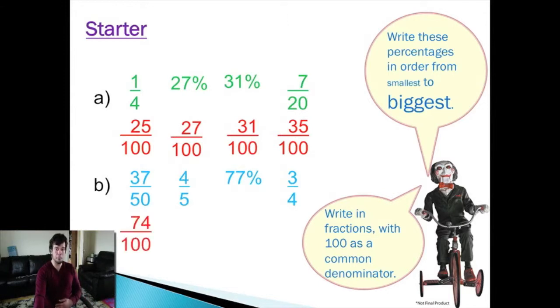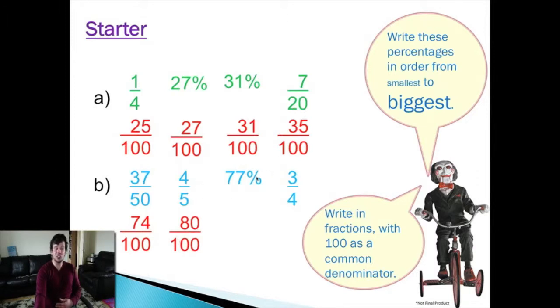74. How many 5s in 100? 20. If you multiply the bottom by 20, you multiply the top by the same 20. What is 4 times 20? 80. This fraction is the same as 80 over 100.